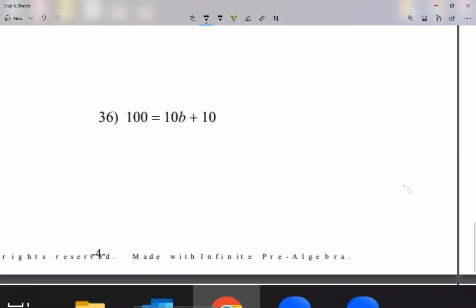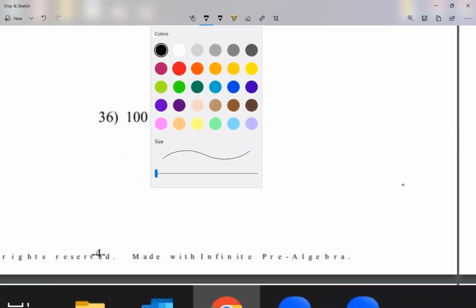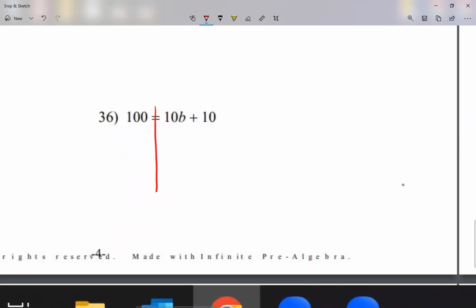Now let's take a look at question number 36. First, let me separate the sides through the equal sign. I don't have fractions, which is good. Okay, so I want the 10b, the term with the letter, by itself. So this plus 10, I'm going to move it to the left as a minus 10. Got to switch the sign. So now I have 90 is equal to 10b, right? 100 minus 10, that's how I got the 90.